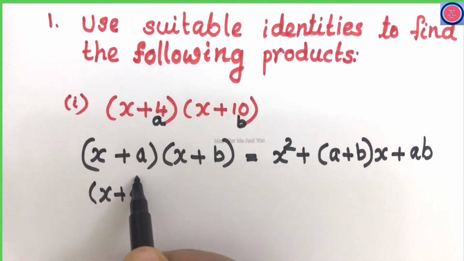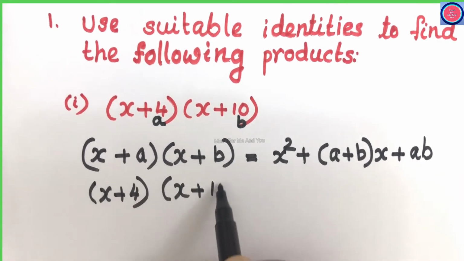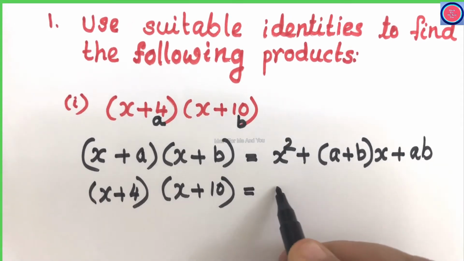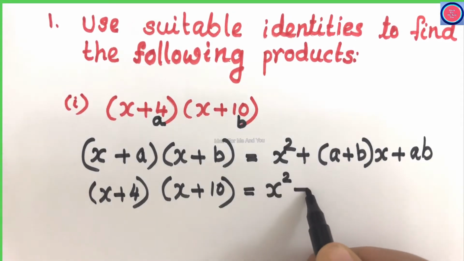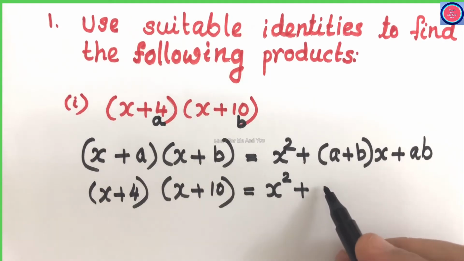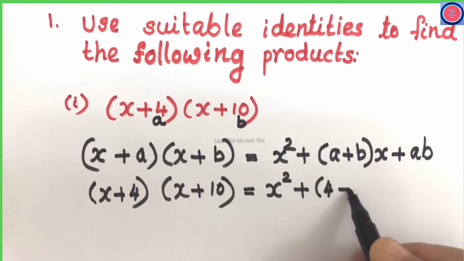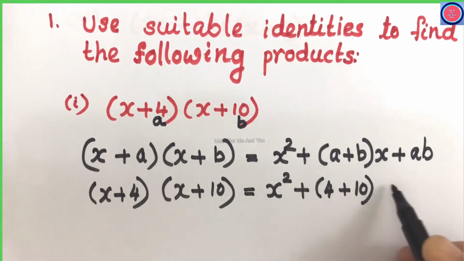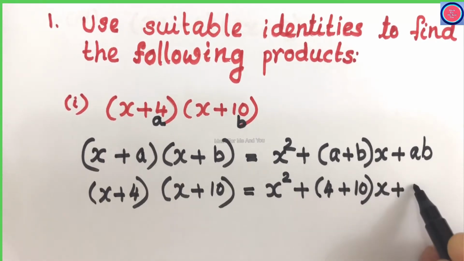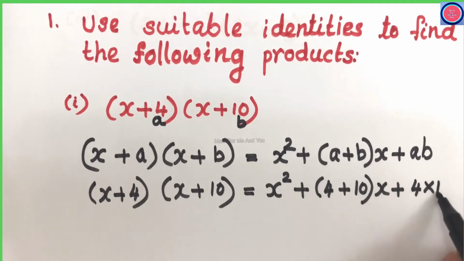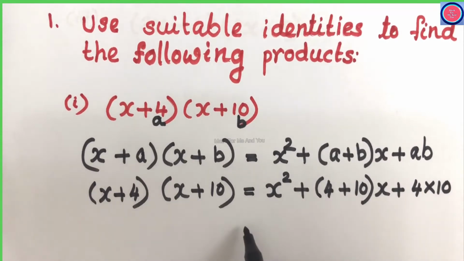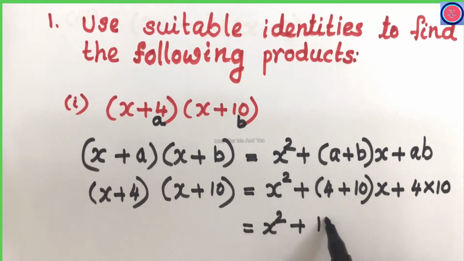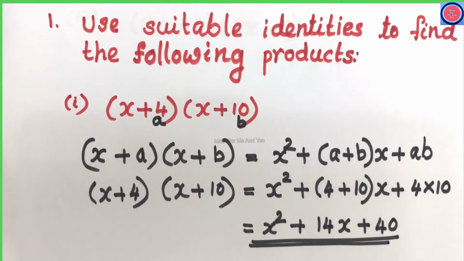When we write our question x plus 4 times x plus 10, we can use this identity and write the answer in a very fast way. So the first term is x square itself, and in the bracket we write a plus b, 4 plus 10, times x, plus the last term ab, that means a times b, here 4 times 10. Simplify this and we will get the answer. x square plus 4 plus 10, we can write it as 14 times x, that is 14x, plus 4 times 10 is 40. The answer is ready. This is the answer for the question.